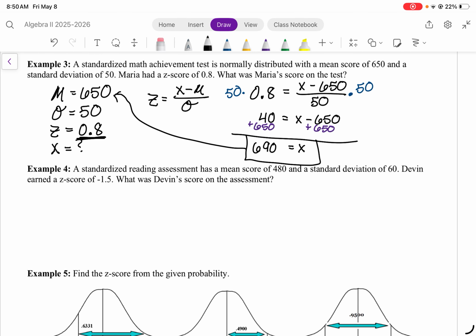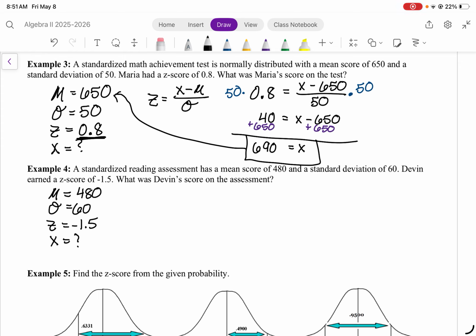All right. So then example 4, a standardized reading assessment has a mean score of 480, standard deviation of 60, and Devin earned a z-score of negative 1.5. So this is a negative z-score, which means he was below average on his reading assessment. If we look at the information they give us, our average was 480, our standard deviation was 60, and the z-score was negative 1.5. They want us to find Devin's test score again.